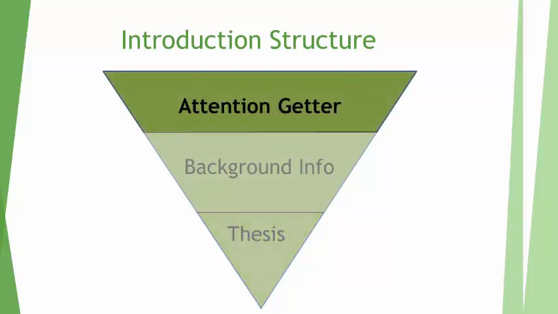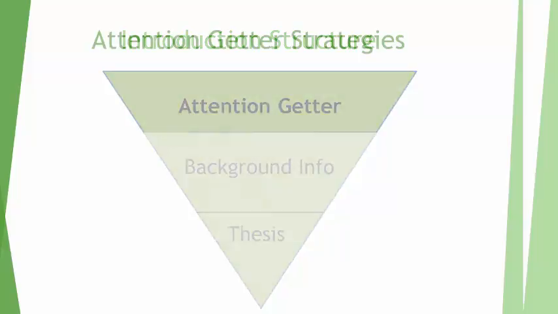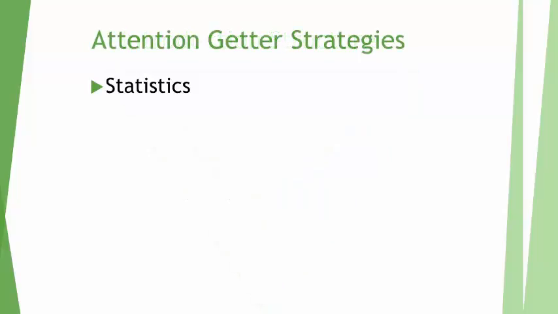Some attention getters work better for some specific purposes. Here are just a few examples of our attention getter strategies. For instance, a statistic would work well for an informative essay, whereas a quotation would work well for a descriptive essay. There's also the strategy of using an anecdote or a personal story, which you can use for a personal narrative. These are just a few attention getters. There are many more introduction strategies that you can use in your attention getter.